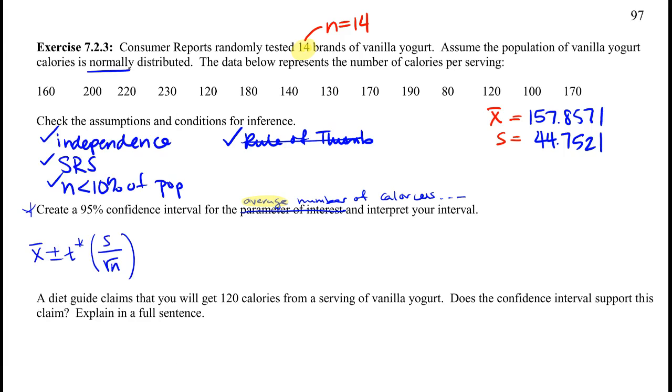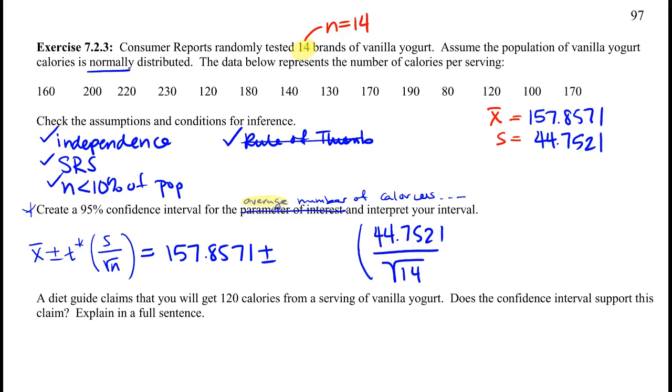Cool. So we're now ready to use this formula. We've got our x bar, we have our S, we know our N. The only thing we're missing is our T, and we talked about this on Thursday. If you want to do this by hand, you find this T star using the degree of freedom formula, which is N minus 1. So our degree of freedom is 13.